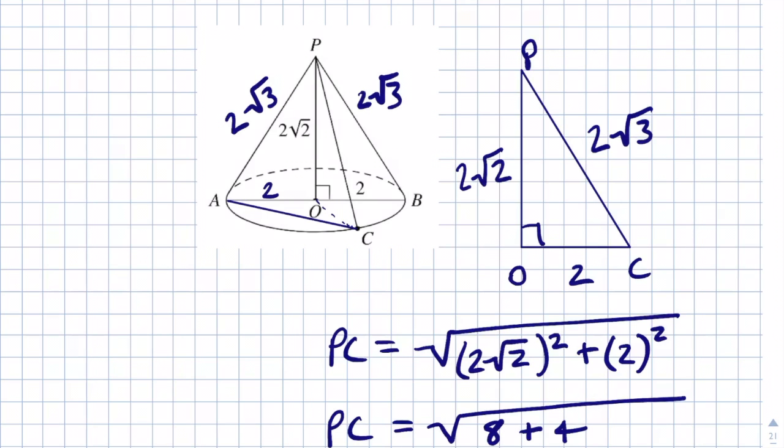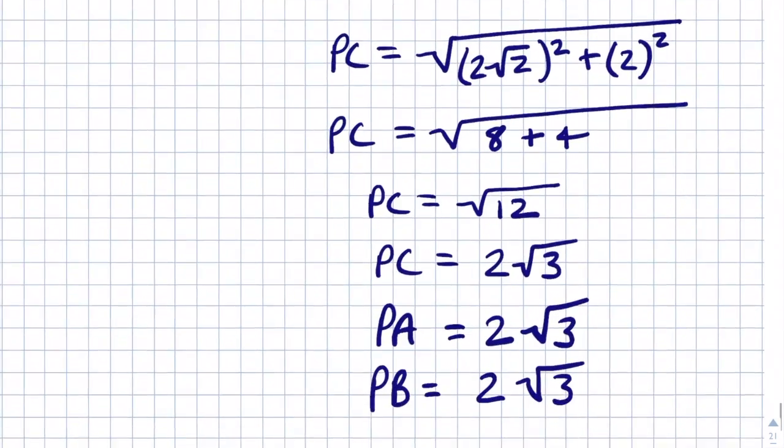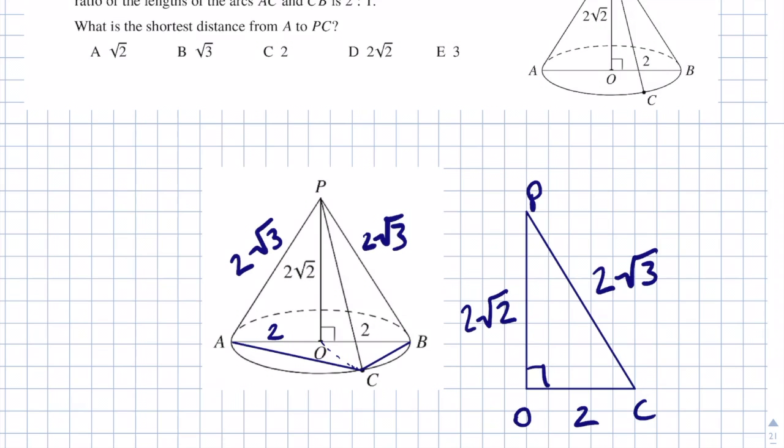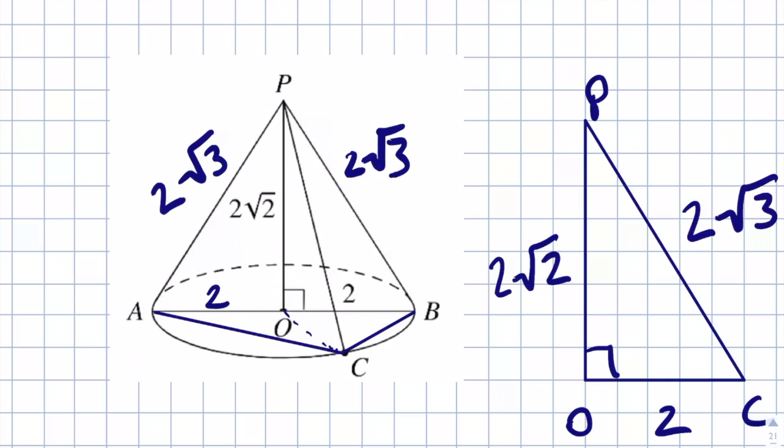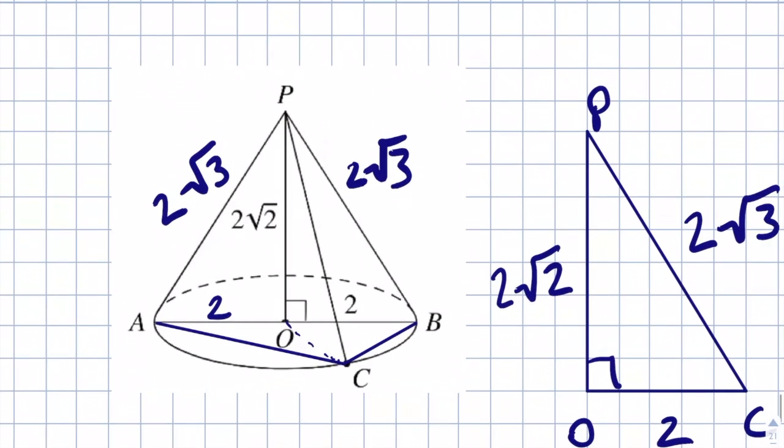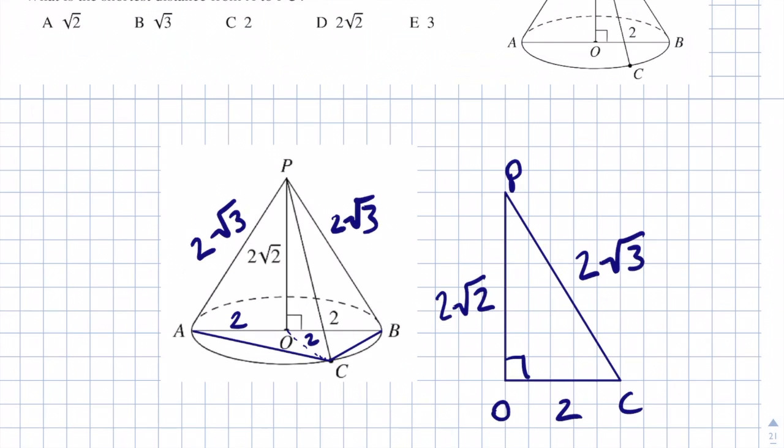We need to imagine that there's a triangle AOC and COB, because of course we want to find the shortest distance from A to PC. So let's try and find this distance from A to C, because that could turn out to be our shortest distance. So this one's quite easy, because this is basically an isosceles triangle, because both of the sides are of length 2.